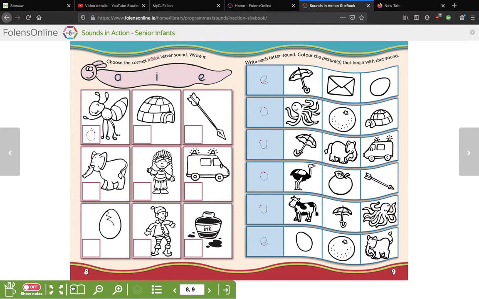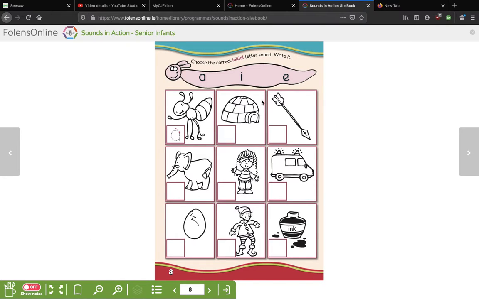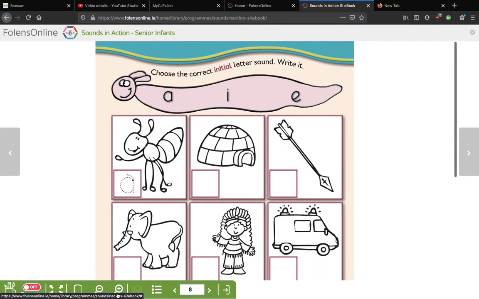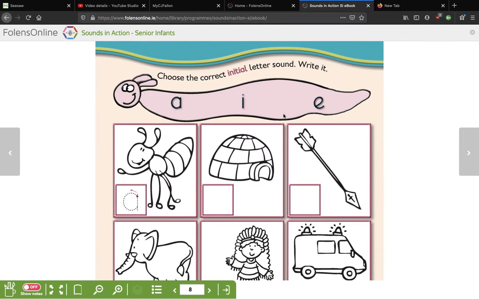Okay, so we'll take a look at just page 8 for today, and up at the top of your page you will notice that you have a creature up here. I'm going to say it's a caterpillar, and it has got 3 different sounds in it. Okay, it's got ah, it's got I, and it's got eh.